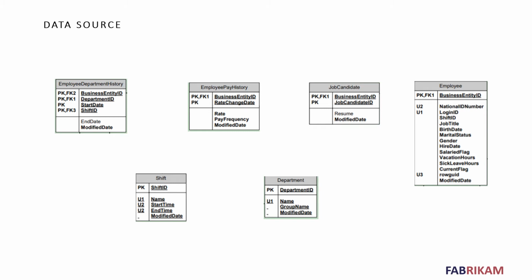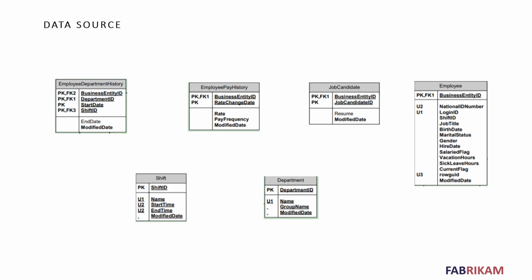In primary key, we have department ID. The data type of department ID is numerical or integer. And then the data type for name is varchar or categorical. Also, group name is varchar or categorical. And then the data type for modified date is interval or date. And then the next class is job candidate.